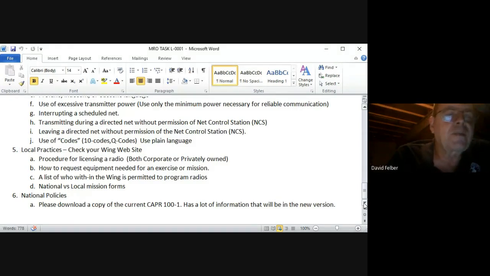A lot of this information is in CAP Regulation 100-1, which is communications management. It's mainly meant for the communications manager, but you should still be familiar with it. Are there any questions at this point?